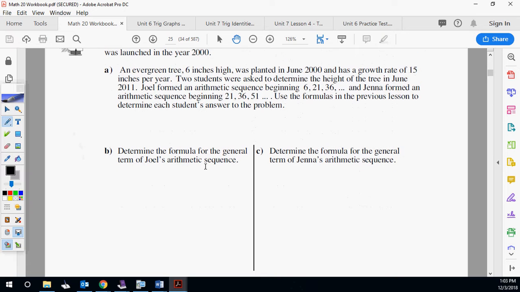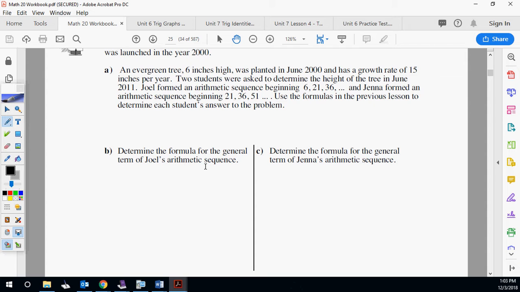Okay, so an evergreen tree is 6 inches high, was planted in 2000, and has a growth rate of 15 inches per year. Two students were asked to determine the height of the tree in June of 2011. Joel formed an arithmetic sequence beginning 6, 21, 36. Jenna formed one that was 21, 36, 51. This is what I'm talking about.